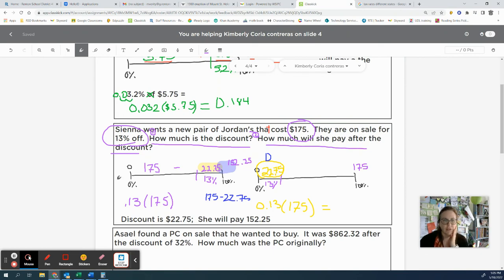All right, so I've got the model. This is the one I really want you to focus on, this one here, because we were not adding on, and I started this one as if we were adding on, but we're actually subtracting because it's a discount, not tax.